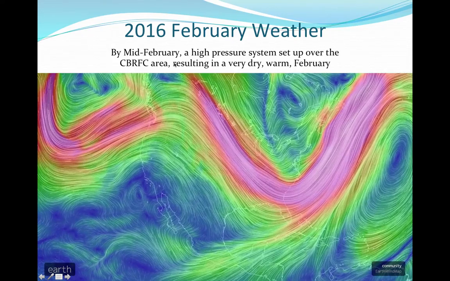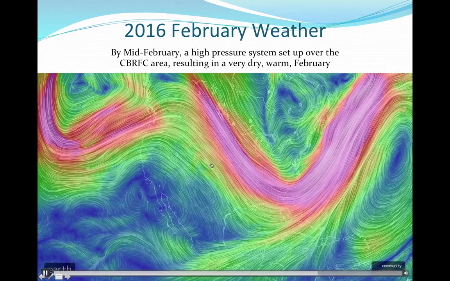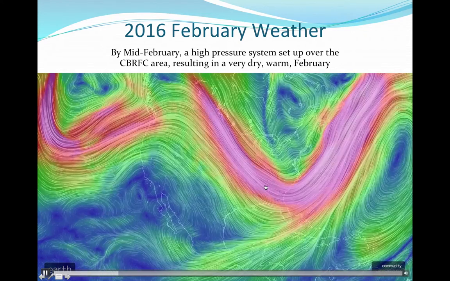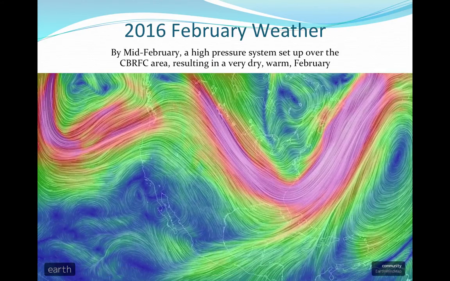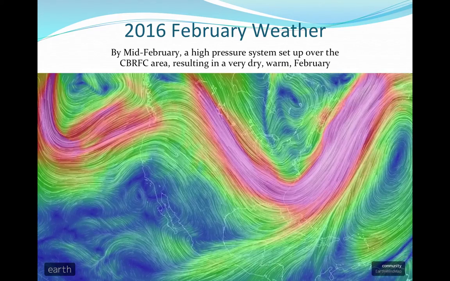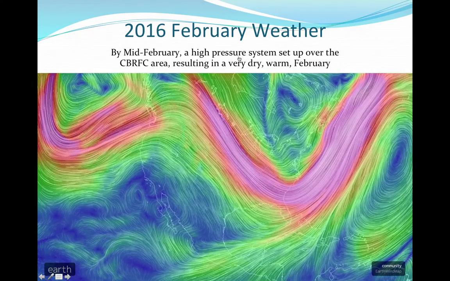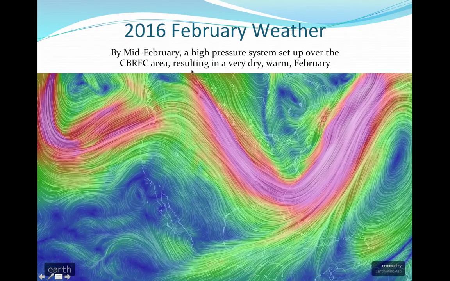But after that first initial storm, this ridge formed over the Colorado River Basin area and diverted all that moisture around us. So we actually ended up with a very warm, historically dry February in the Colorado River Basin, despite that initial storm at the beginning of the month. So again, we don't want to see these ridges. This just means dry, warm conditions.